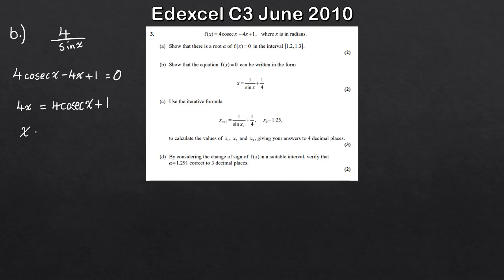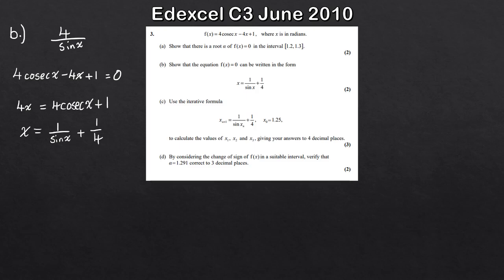So x is equal to, so 4 cosec x, that's what we've got here. That would be 1 over sine x. And finally, 1 divided by 4. We get our quarter there as well. Okay, so part B, nice and easy.